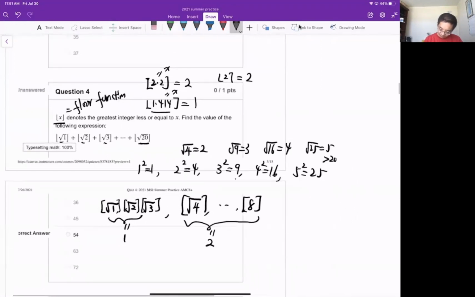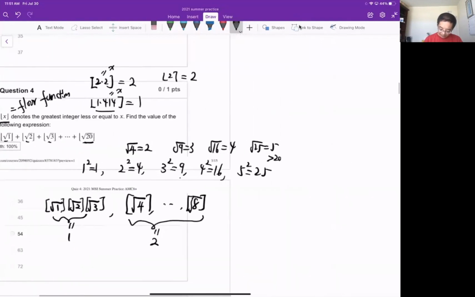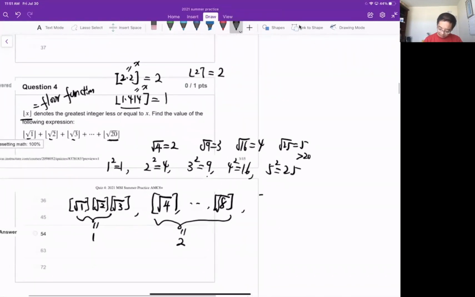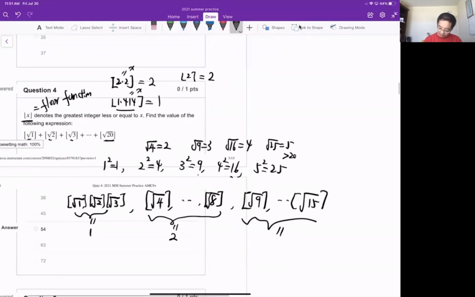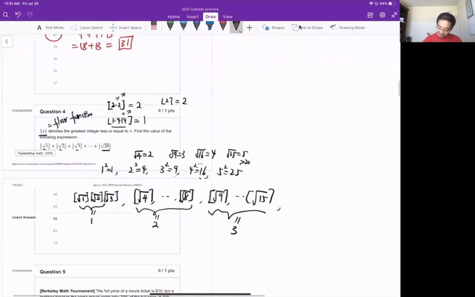If I take the integer part, square root 9 all the way to square root 15, because 16 is next, each of them equals 3. And the last one starts from the square root 16, taking the integer part, which is just 4, and all the way to square root 20, they're all equal. Each of them equals 4.